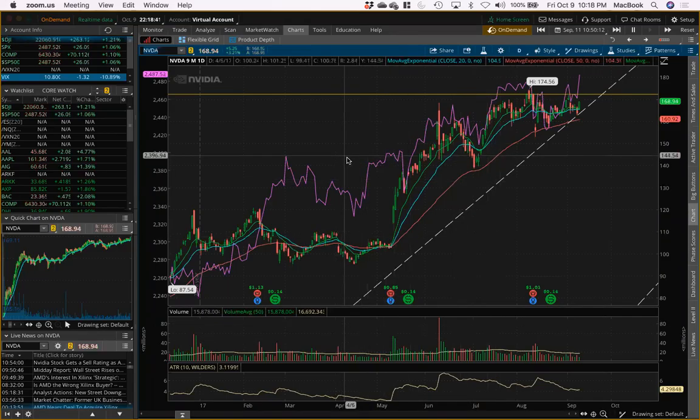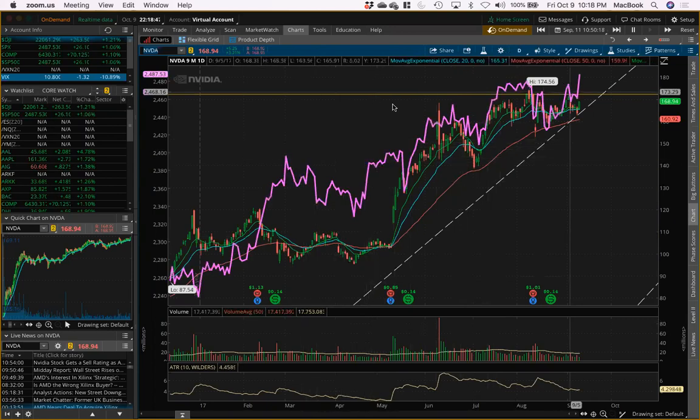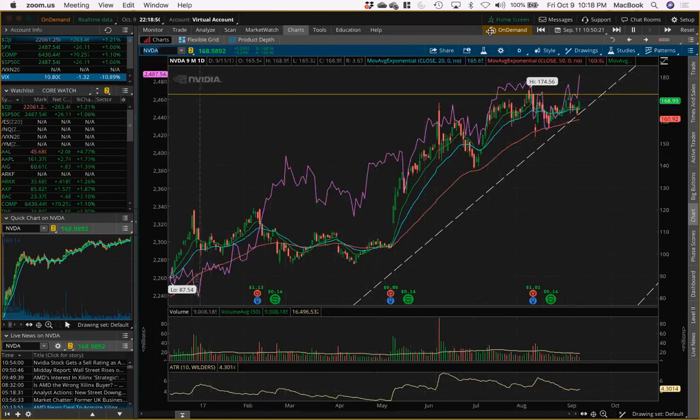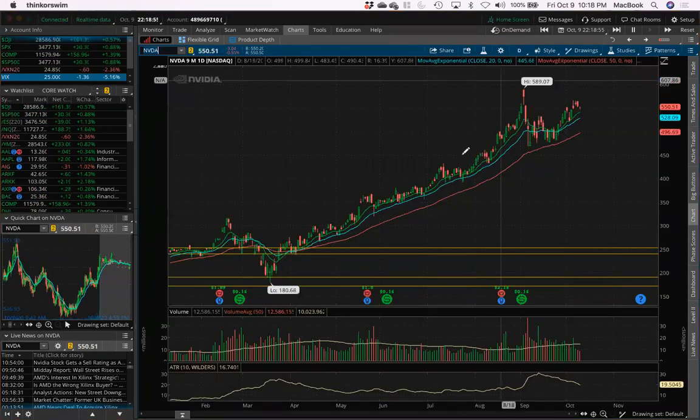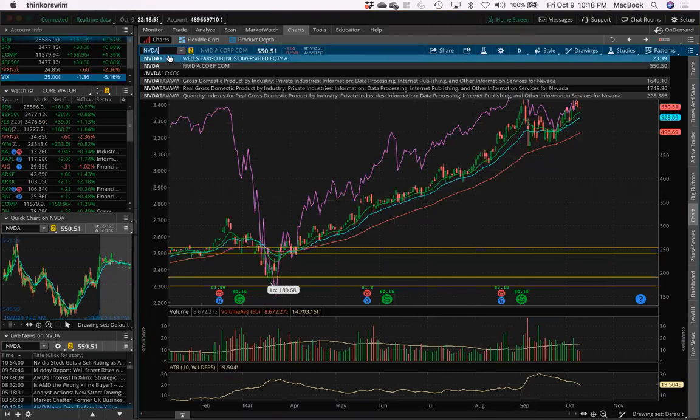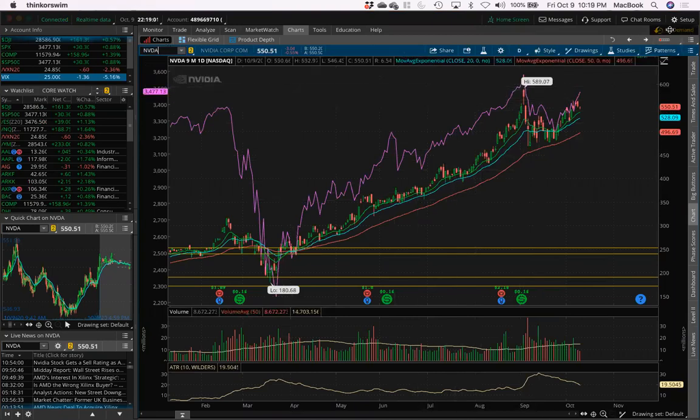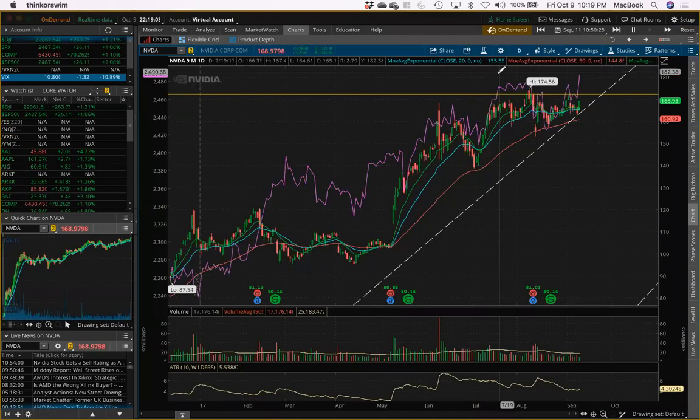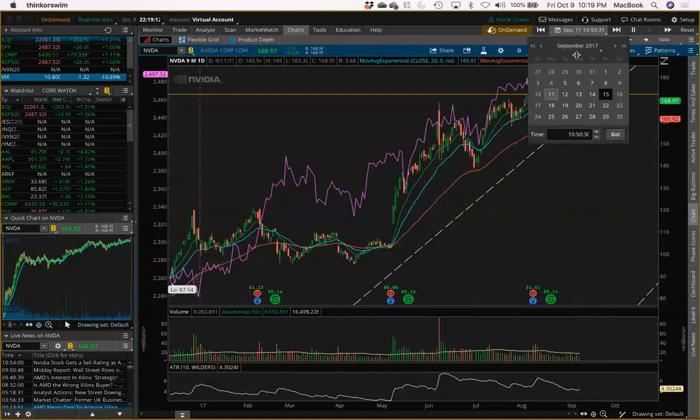Alrighty, so what we're doing right now is we're going to do a back test on NVDA. I'm in the on-demand feature of Thinkorswim. In order to get to the on-demand feature, this is a real-time Thinkorswim here, you would press the on-demand button up in the top right corner, and it takes you into the on-demand virtual account feature, right? And I have already pre-selected a date of September 11th, 2017, at about 10:50 a.m. Pacific Standard Time.